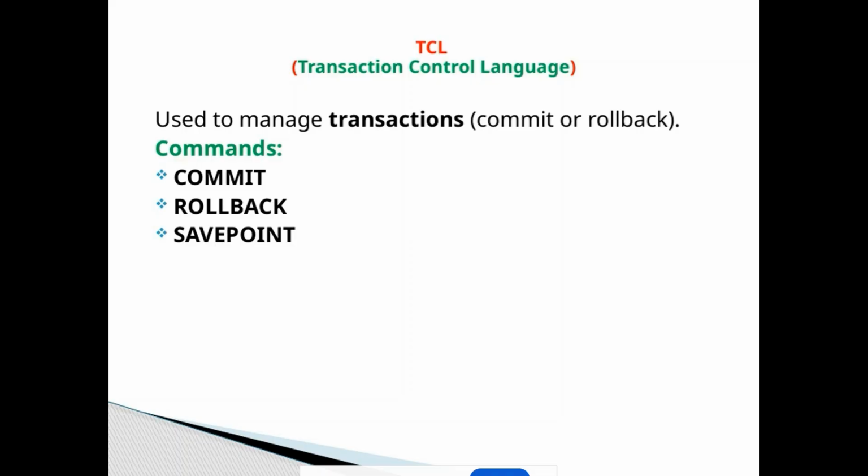its previous state. And then there's savepoint, which is a bit more granular. It lets us set a specific point within a transaction so we can roll back to that point if needed, rather than undoing everything. These commands are integral to maintaining data integrity and consistency, especially in complex operations. They connect directly to the overall theme of managing database operations efficiently and safely.